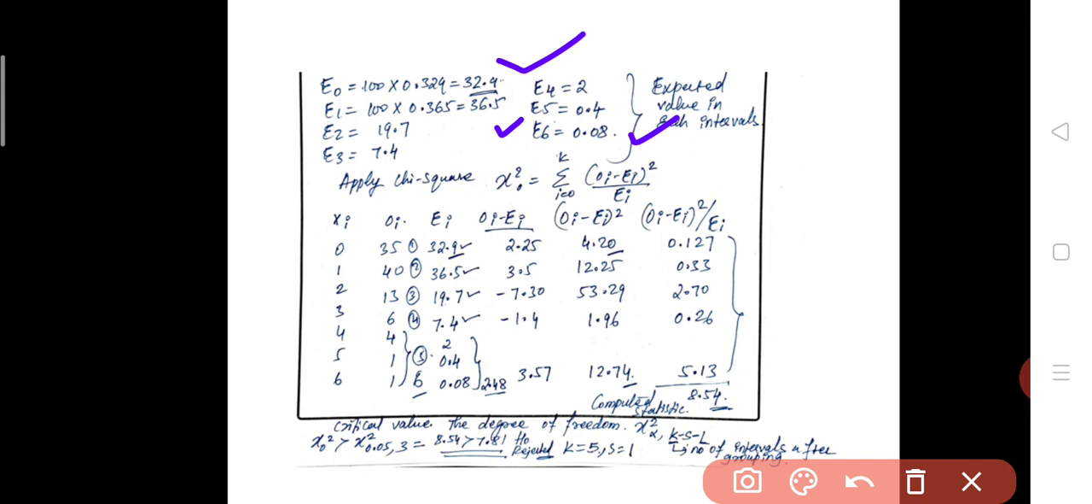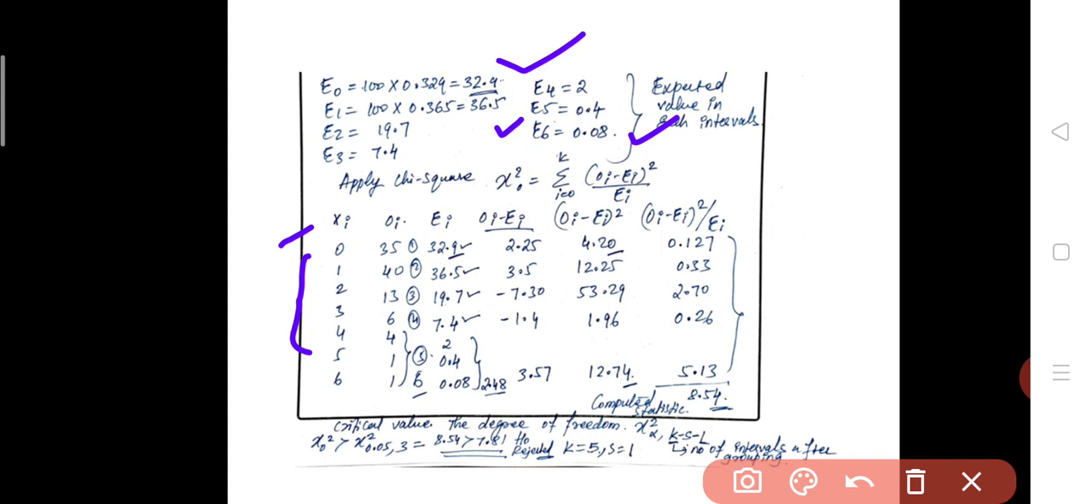After that, we construct a table. Xi is the values, the intervals, Oi is the observed frequencies, and Ei is the expected frequencies. Once we have written all expected frequencies in each class interval, the next step is to check whether each expected value is greater than 5. If it is greater than 5, then we check the next expected frequency. If it is less than 5, then we combine that expected frequency with the adjacent expected frequency.